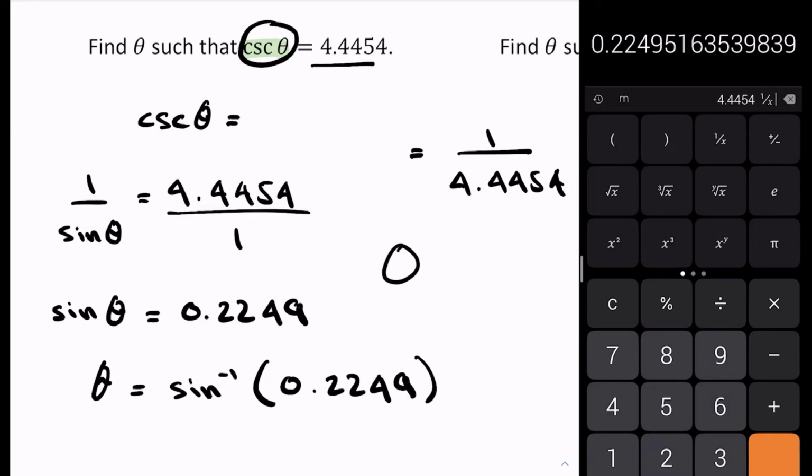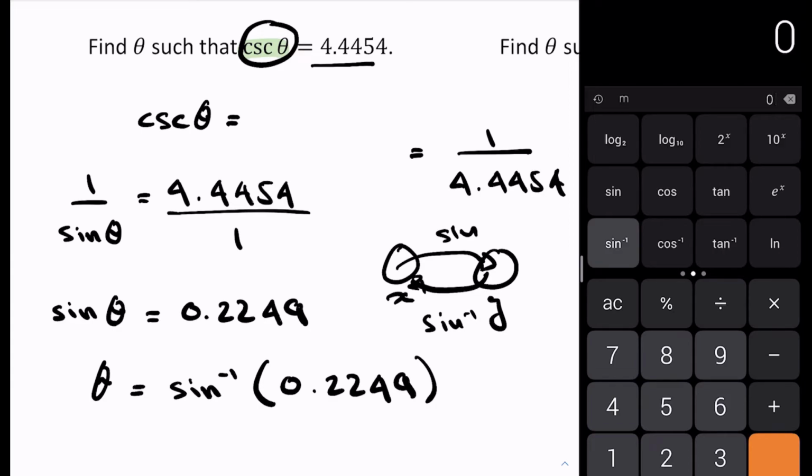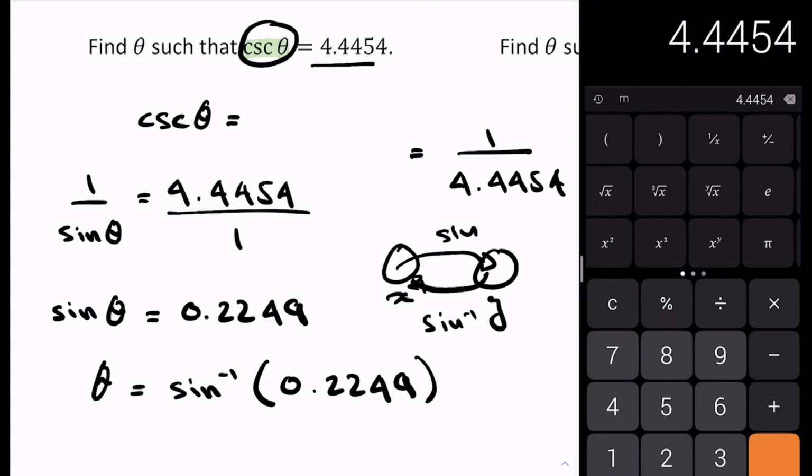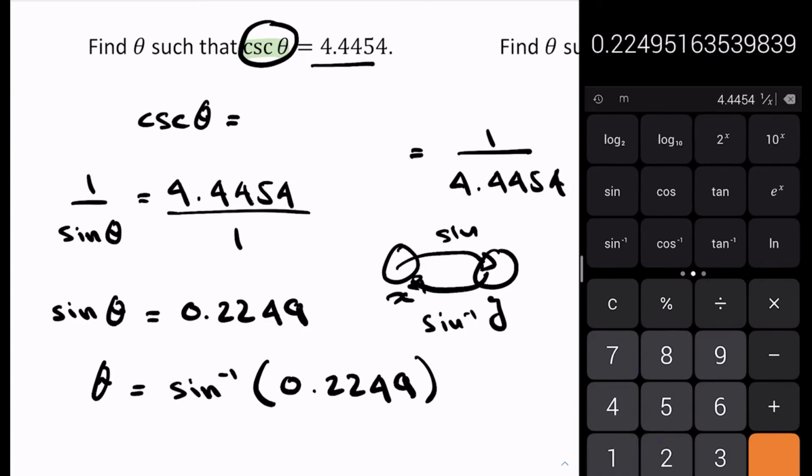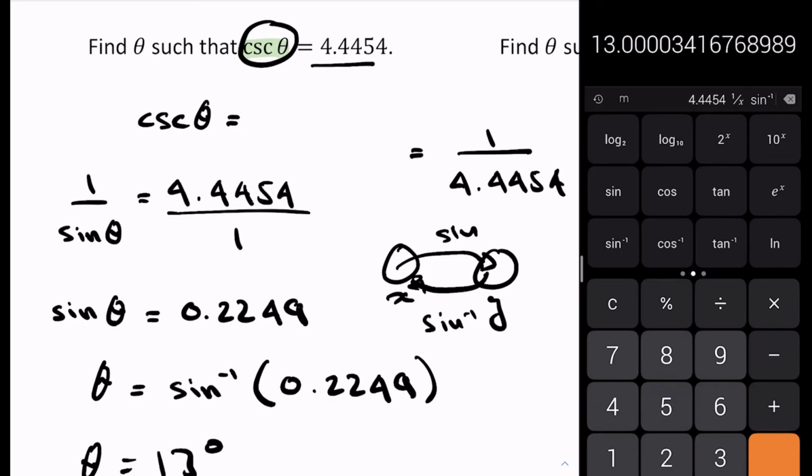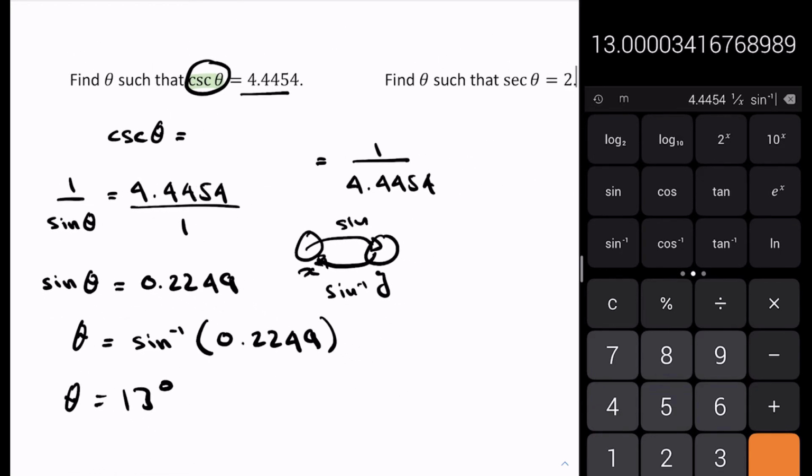So if you think of the sine function as going from x to y, sine inverse brings me back the other way, and that's what's going on here. Now to find the value of the inverse, I'm going to enter 4.4454. I'm just going to reciprocate that or invert it, and now I'm going to press sine inverse, and I get a value of theta equals 13 degrees. So we're good. We have our value of theta.